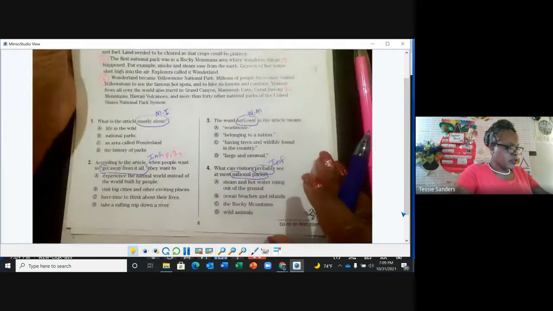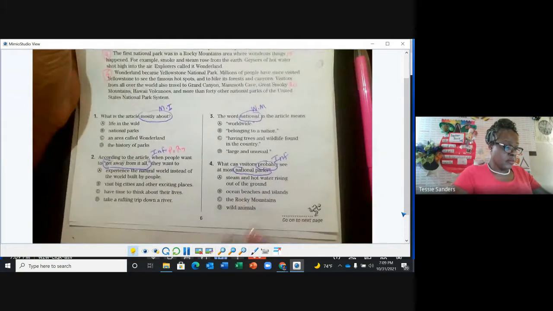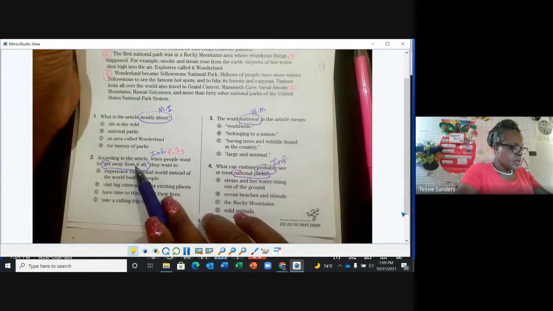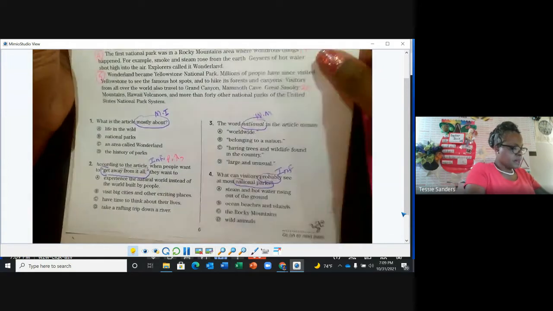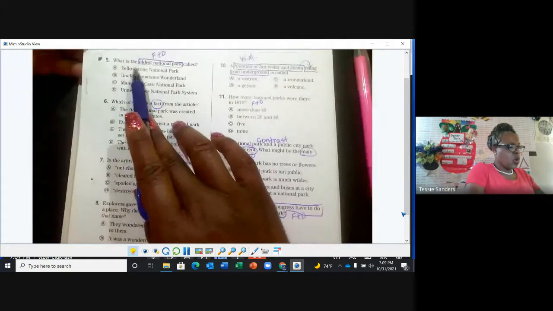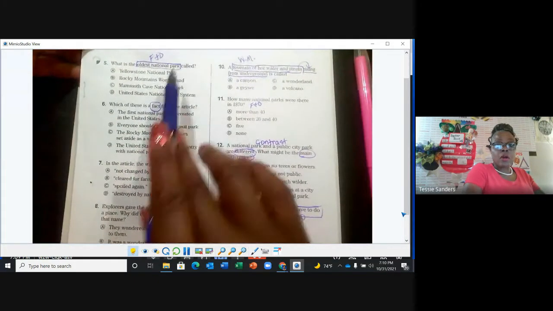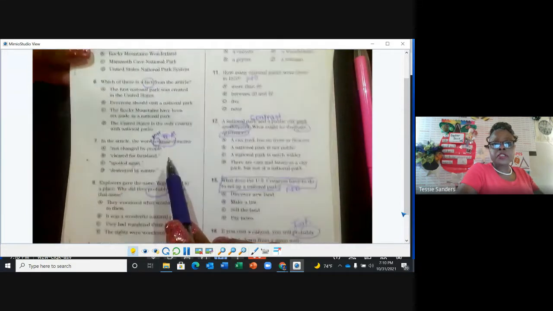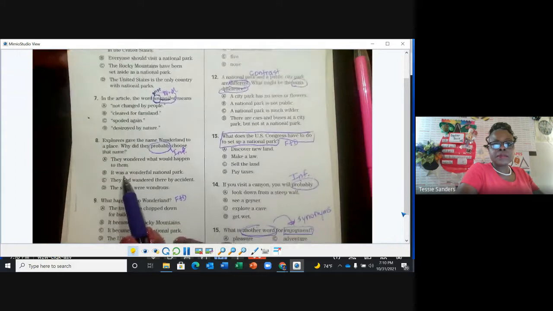Let's see. Are you looking? I'm looking, and you need to be looking. What can visitors probably see? Okay, number 2. What is the oldest national park called? We're looking for that key word, Congress. Do you see it?